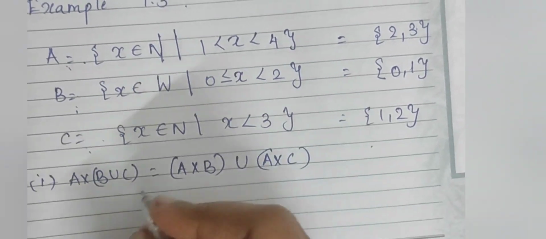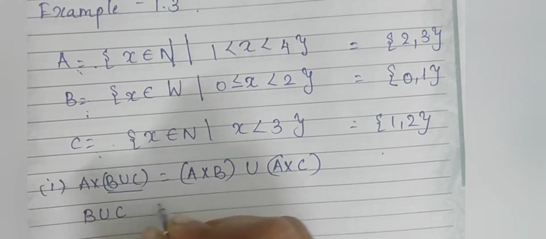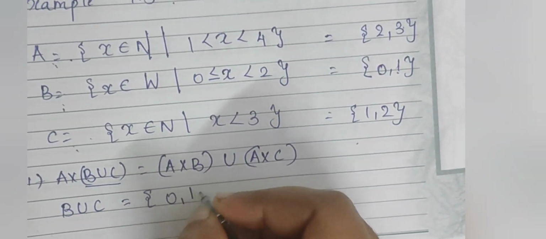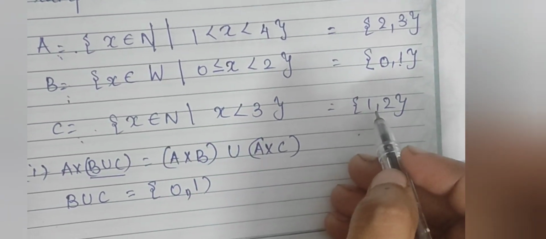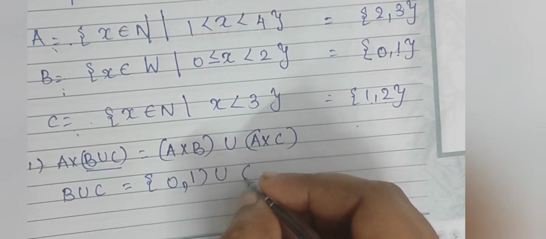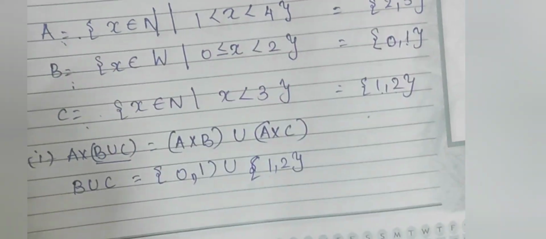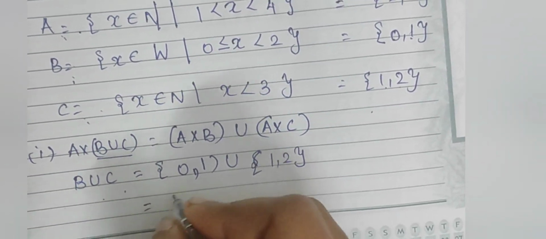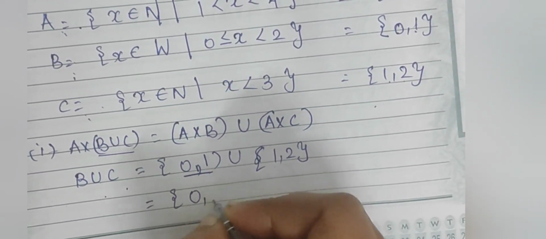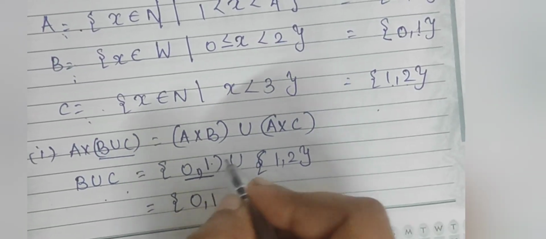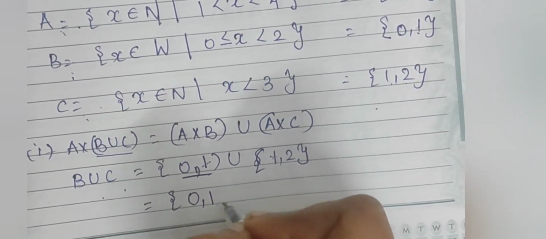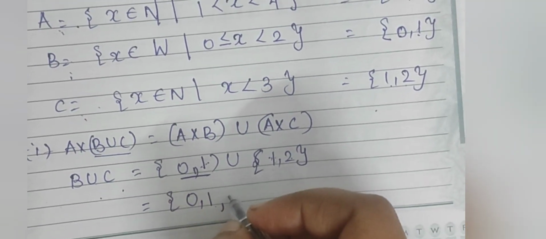So first, let's find the answer for B union C, which is in the bracket. B union C: first, write the values of B, {0, 1}, and the values of C, {1, 2}. So what is the answer for B union C? You have to write these numbers first, 0, 1. And if a number repeats, you have to skip that number. So 1, as you can see here, repeats, so you should not write this 1 over here. You have to write the next number, 2.